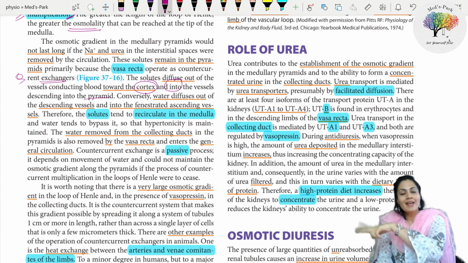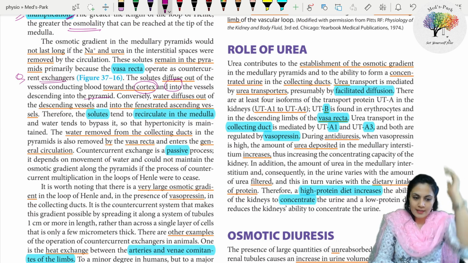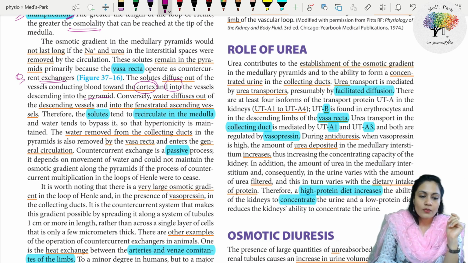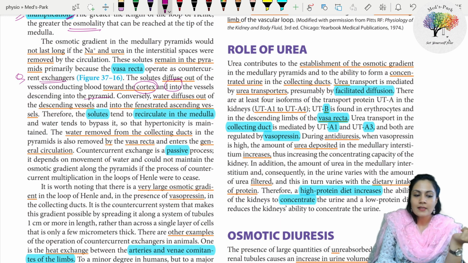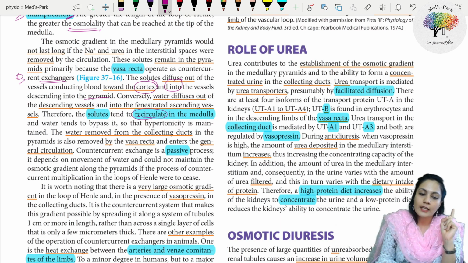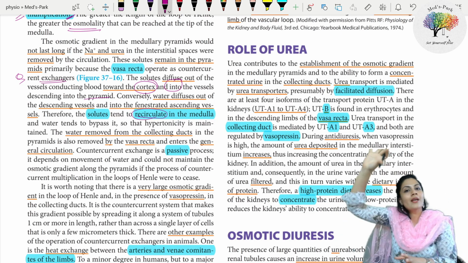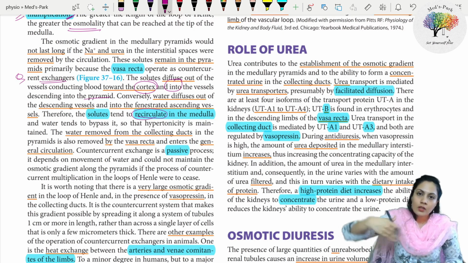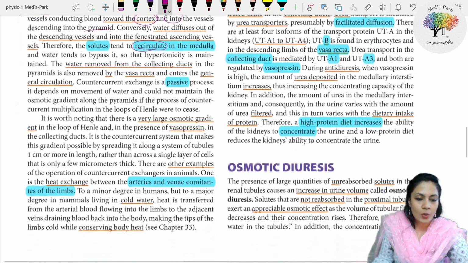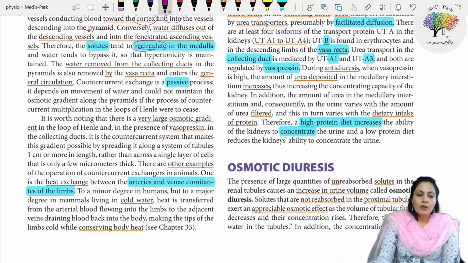The solutes are moving out when it is going towards the cortex, that means outside. Conversely, water diffuses out of the descending vessel and into the fenestrated ascending vessel. Therefore, the solutes tend to recirculate into the medulla and water tends to bypass it, right? Water is going out, while the solutes are recirculating over there. So, that hypertonicity is maintained, right? So, the ultimate aim is achieved.